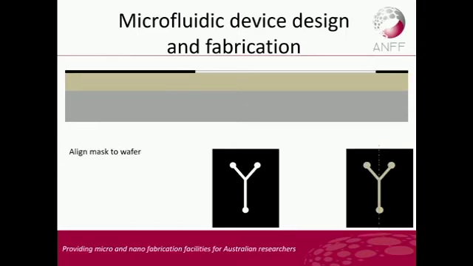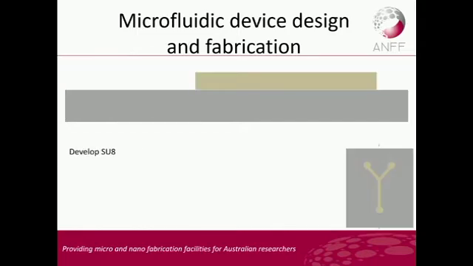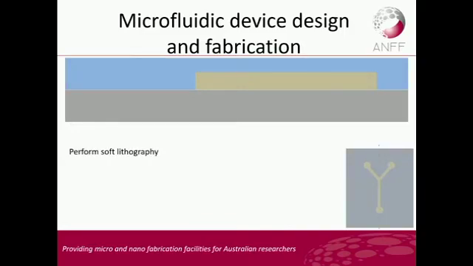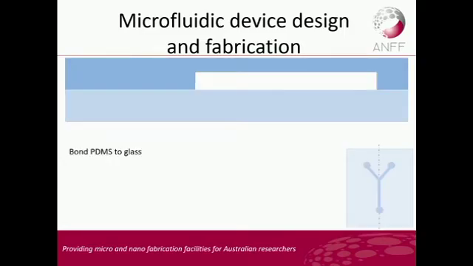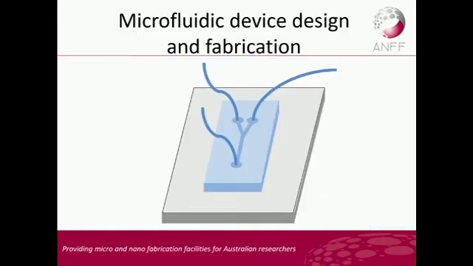So we put our mask on again, expose. SU8 is a negative resist, so where we expose it, it's going to cross-link, and then it's going to remain like so. And then we cast PDMS on top of it, pull it off, and then it gets bonded to silicon and becomes a microfluidic device. Okay.